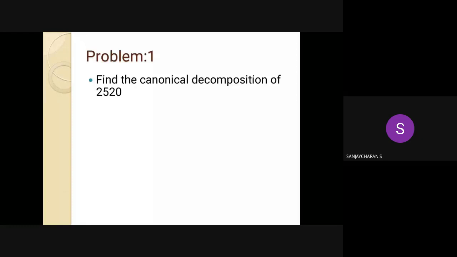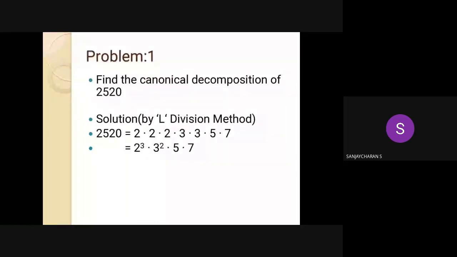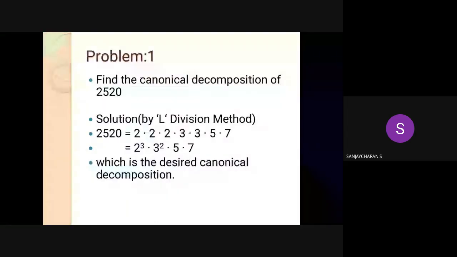Problem 1. Find the canonical decomposition. Already you know very well, using the division method we can easily find the canonical decomposition. That is, 2520 is represented as 2 into 2 into 2 into 3 into 3 into 5 into 7. Canonical decomposition means you have to write the prime numbers in ascending order, that is 2 cube into 3 square into 5 into 7. This is the desired canonical decomposition.